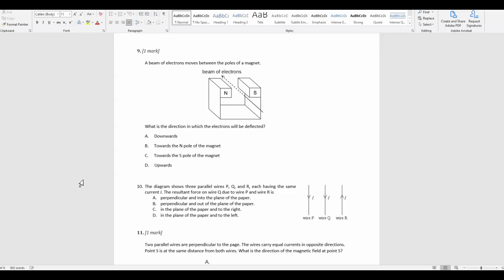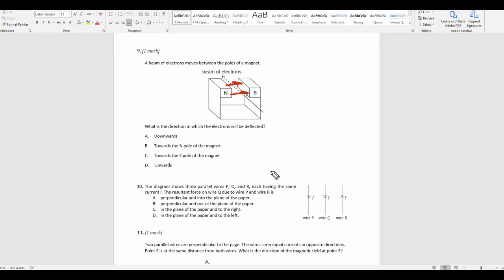Either way is fine. Okay, so we have a beam of electrons that has a negative charge, moves between the poles of a magnet. In what direction will the electrons be deflected? Well, magnetic field always runs from north pole to south pole. So the magnetic field lines here would be going to the right. I'm actually going to use my left hand. That way I don't have to bend my wrist in a weird way.